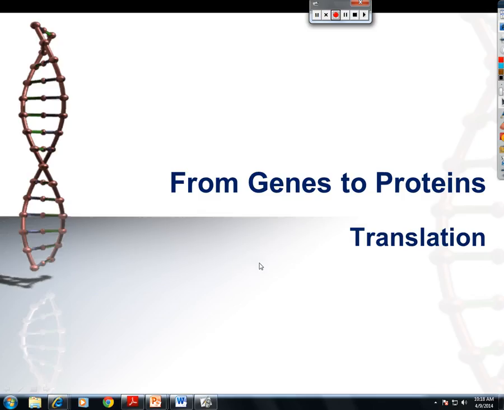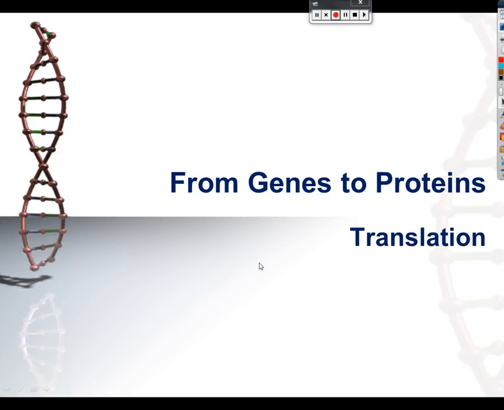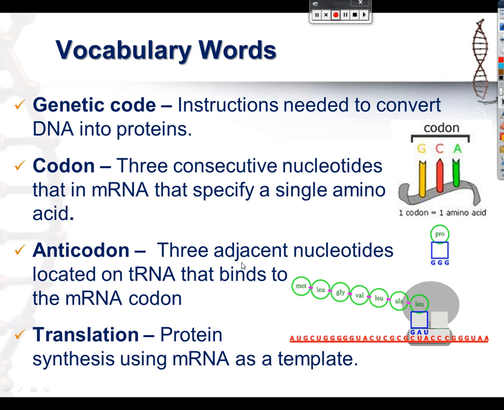In protein synthesis, transcription is DNA making RNA, and translation is the second major portion of it, which is RNA being used to synthesize proteins. Now in translation, there are a few words that we also need to be very familiar with. Our genetic code is our instructions needed to convert that DNA into the actual proteins.